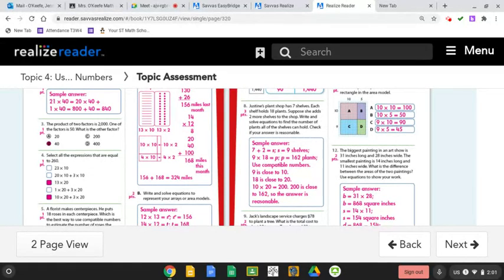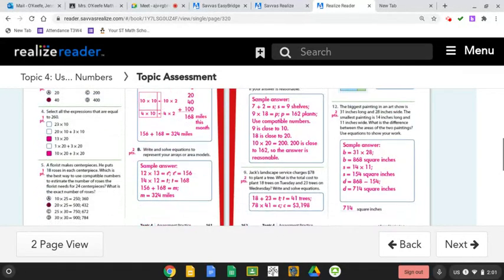Part B says to not use any type of array or area model, but create an equation. Remember, an equation is using numbers, an operation sign or more, as well as an equal sign. So 12 times 13, 156, 14 times 12, 168. Again, we want to know how much she hiked in altogether. So 324 miles.